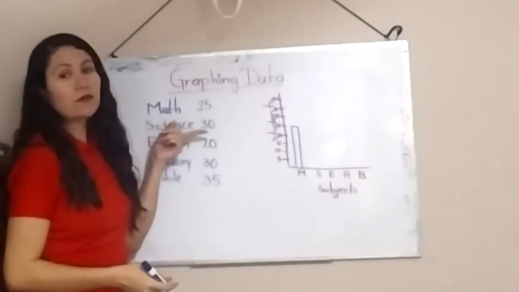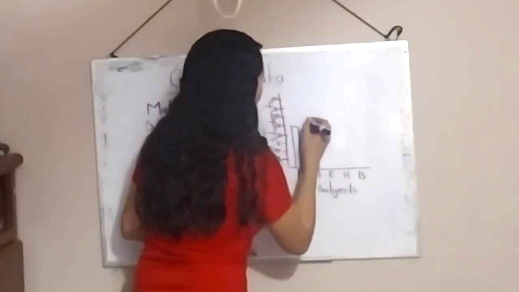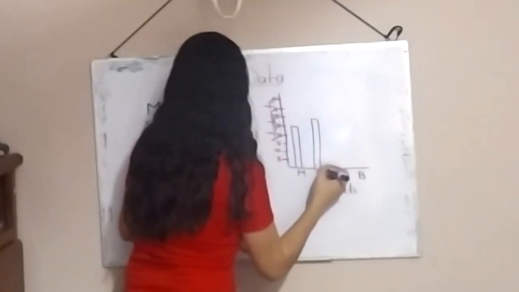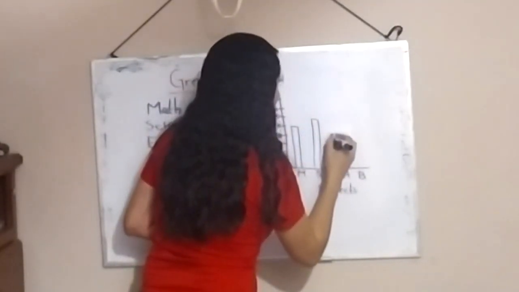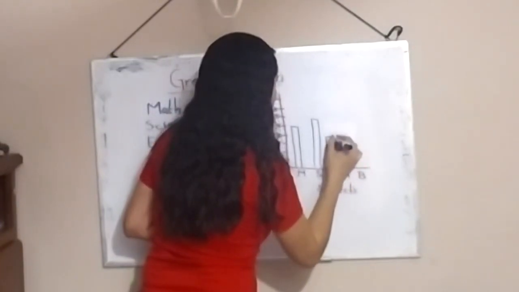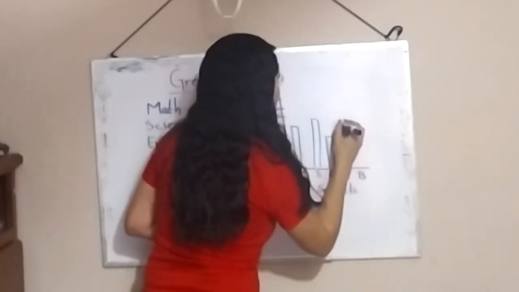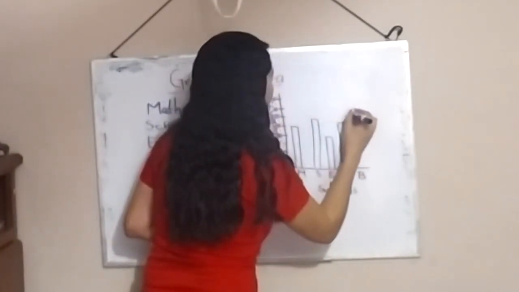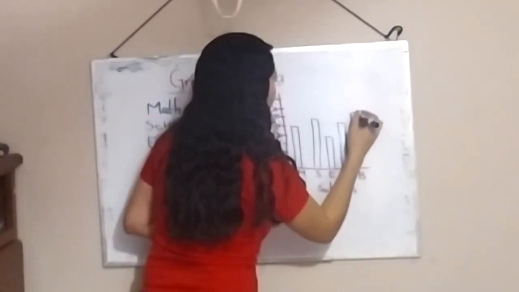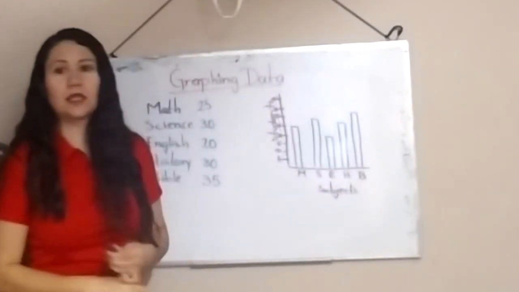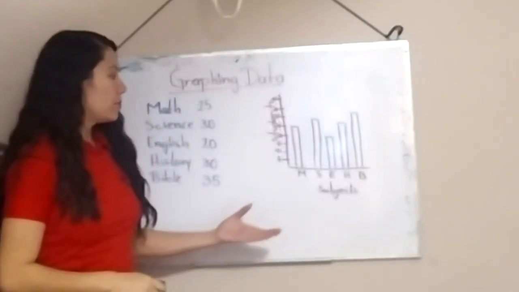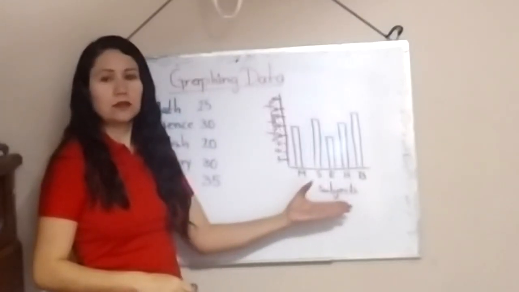Now, for science, we have 30 students. So we are going to make a bar that goes all the way to 30. For English, we'll go all the way to 20. For history, we go back up to 30. And for Bible, we get to 35. And that is our bar graph. Okay, it's really simple. We just compare our data with our frequency.